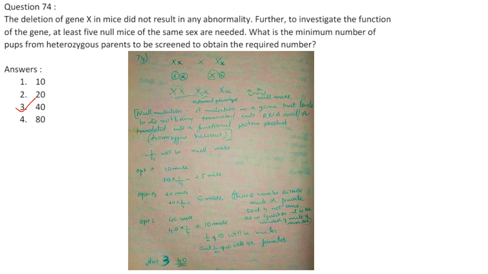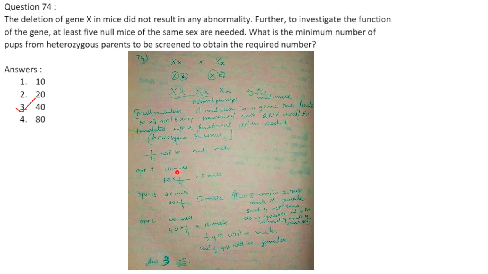Now next one. The deletion of gene X in mice did not result in any abnormality. To further investigate the function of the gene, at least 5 null mice of the same sex are needed. What is the minimum number of pups from the heterozygous parent to be screened to obtain the required number? So, capital X and small x are the heterozygous parents, they are screened and you get small x small x, which is the null mice. These are of the normal phenotype. A null mutation is a mutation in a gene that leads to it not being transcribed into mRNA and or translated into a functional protein product. It is seen in the homozygous recessive condition. So, 1/4 will be null mice.